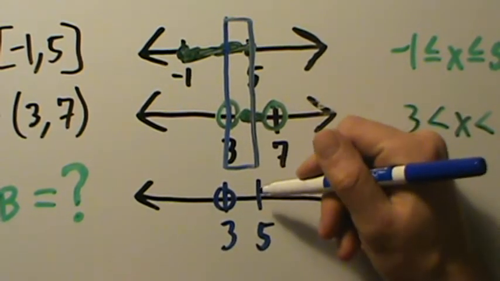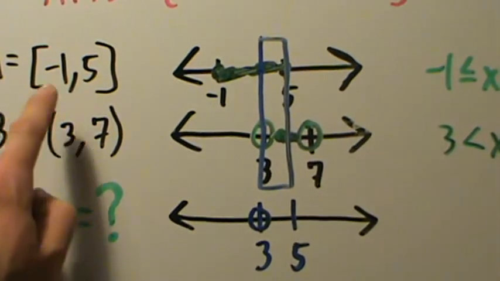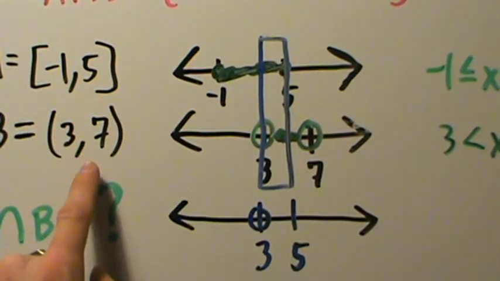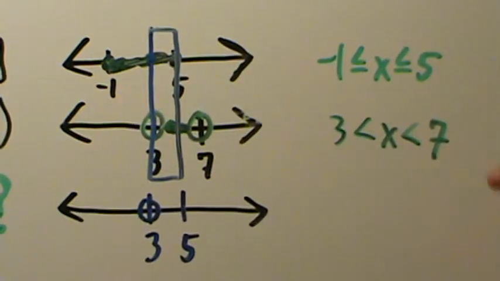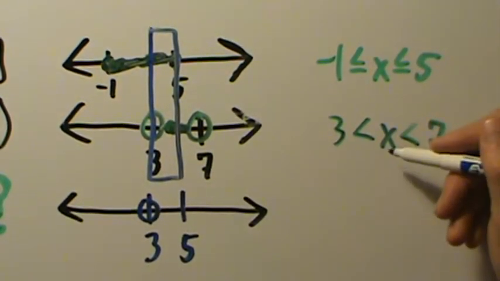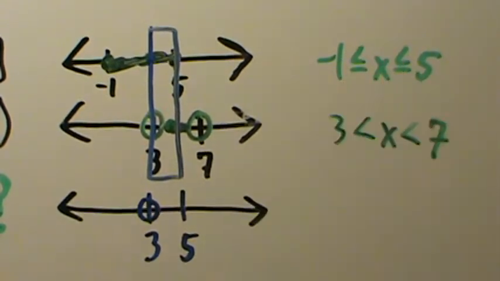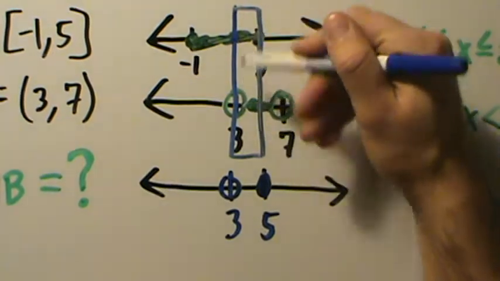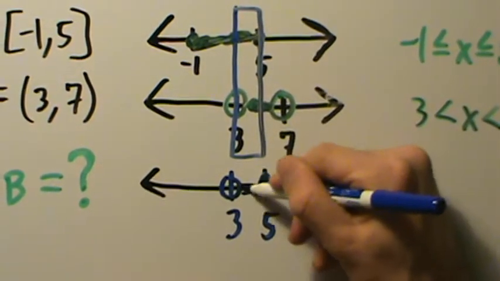Okay, what about 5? Well, 5 is part of A, okay, because square bracket, and 5 is part of B because 5 is between 3 and 7. Okay, so 5, x less than or equal to 5, so 5 is part of that. 5 is between 3 and 7, so 5 is also part of that. So we have a closed circle on the 5, and we see that just from the overlap, we get everything in between. Okay, everything in between.